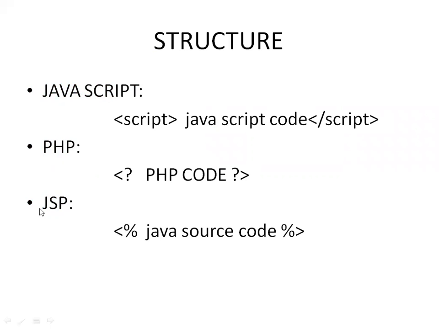Take the third one, it is nothing but JSP, Java Server Pages. It is a server-side programming language. It is used to create dynamic web pages, as we all know. So here, JSP code starts with less than percentage and ends with percentage greater than symbol. Inside this, you can write the Java source code or JSP code. In this way, you can write the JSP code into the HTML page. That's all about the structure of the technologies.